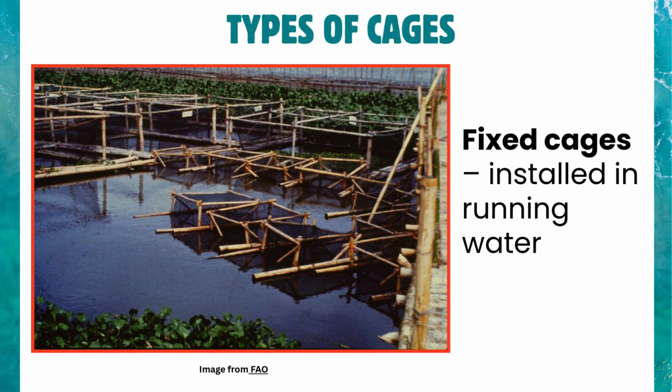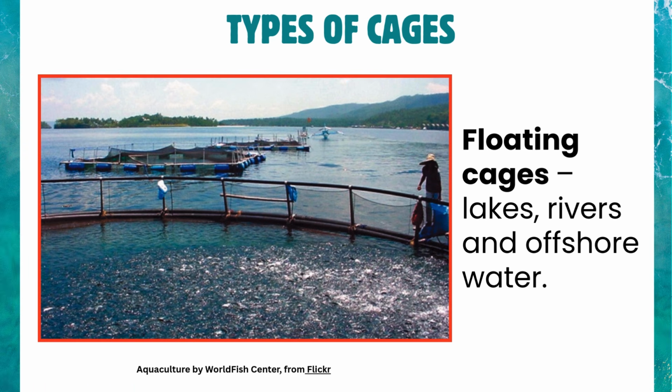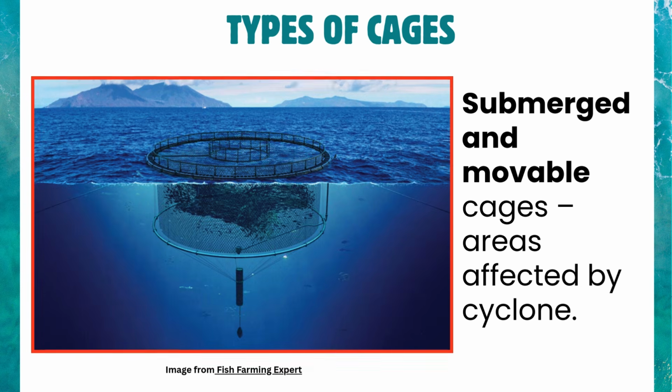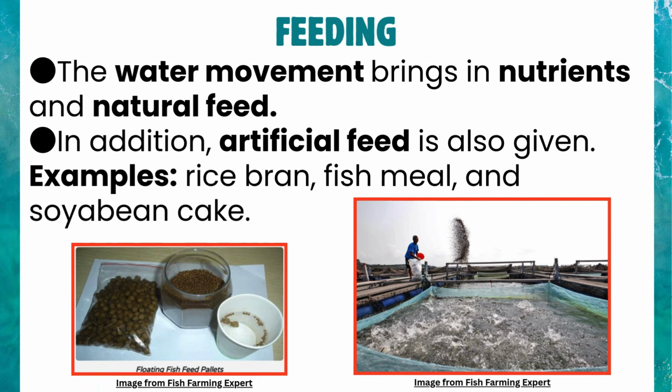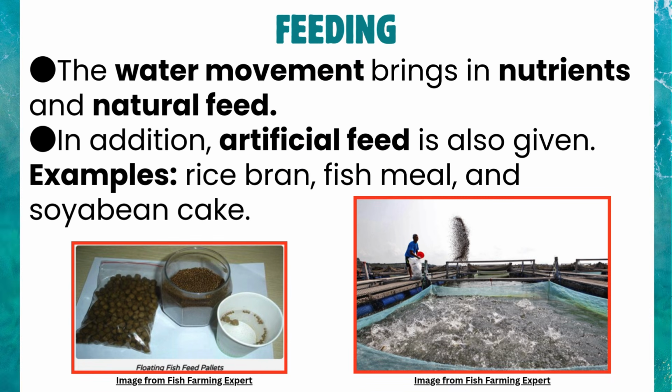Types of cages. Fixed cages, installed in running water. Image from fish farming expert. Floating cages, lakes, rivers, and offshore water. Submerged and movable cages, areas affected by cyclone. Feeding. The water movement brings in nutrients and natural feed. In addition, artificial feed is also given. Examples: rice bran, fish meal, and soybean cake.